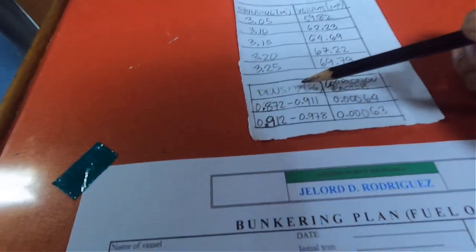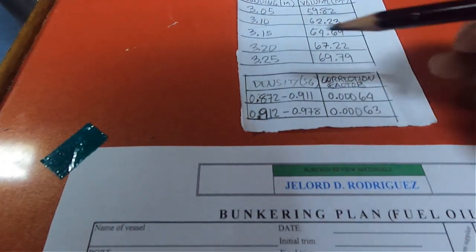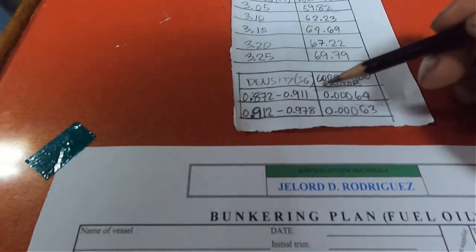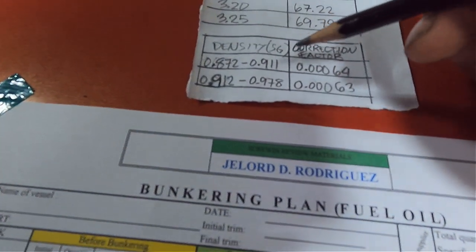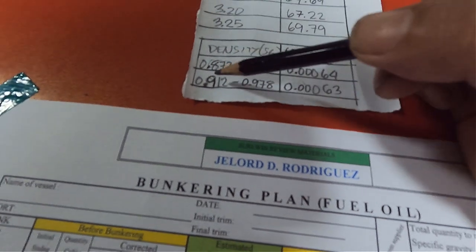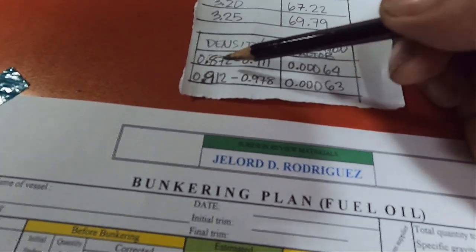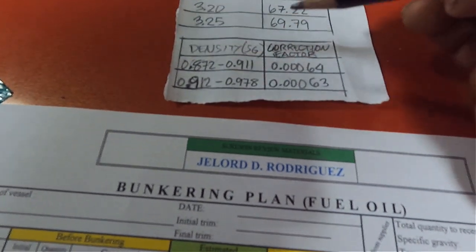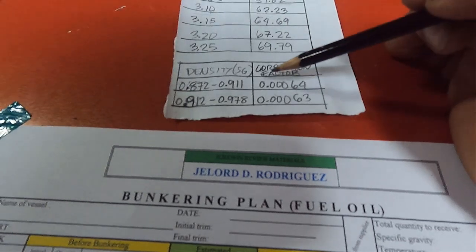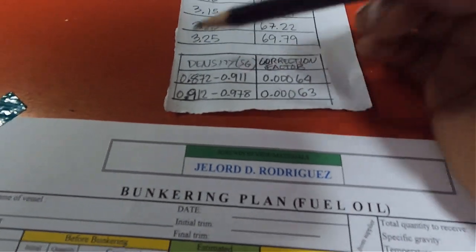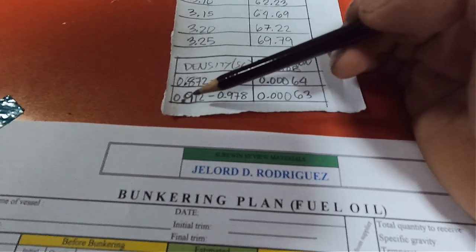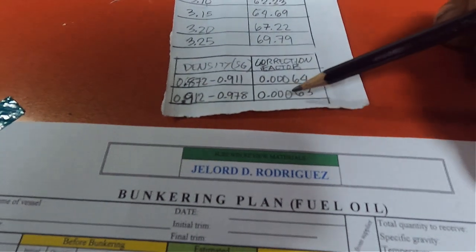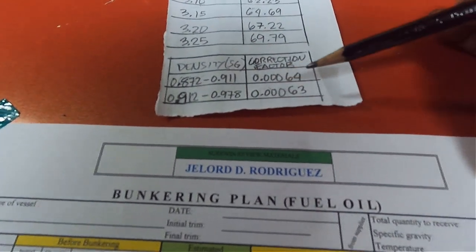And then this is our density. This is only an example, guys. This is not true in the book or anything. This is only my own example for this vlog. So for SG of 0.872 to 0.911, the correction factor is 0.0064, and for 0.912 to 0.978, the correction factor is 0.0063.